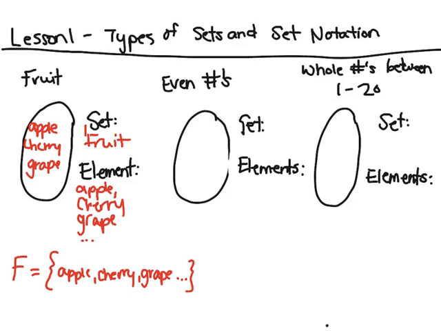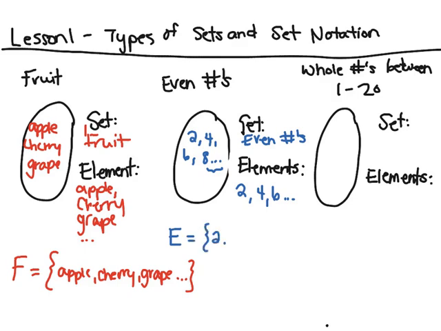So for example 2, we have even numbers, and that is our set. And elements in that set would be 2, 4, 6, 8, and it goes on for infinity. So this dot, dot, dot really means and on for infinity. So our elements are 2, 4, 6, dot, dot, dot. Our set notation would be E for even is equal to 2, 4, 6, 8, dot, dot, dot. So that would be set notation.